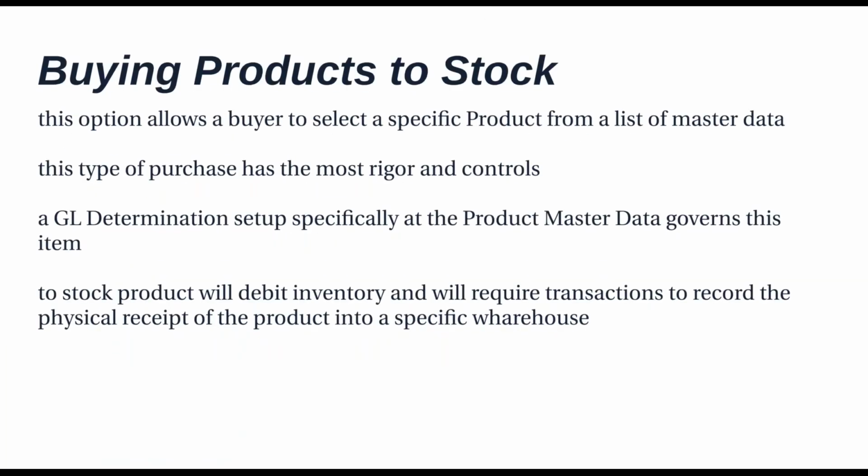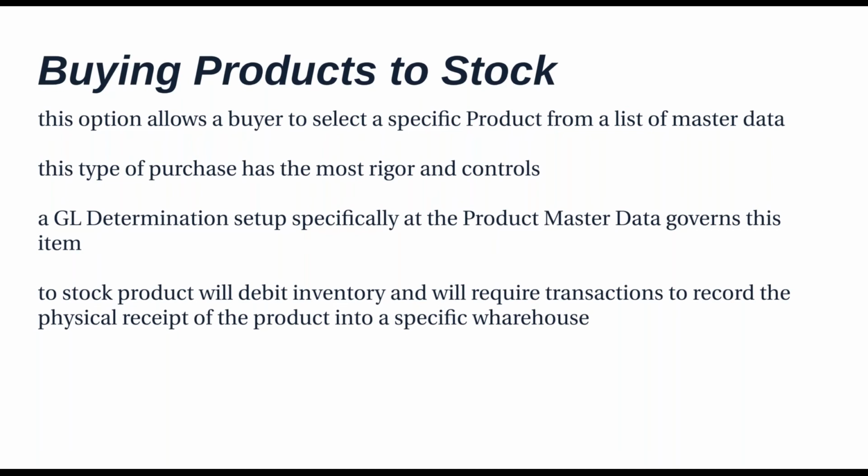And now we're getting into buying products to stock. This option allows a buyer to select a specific product from a list of master data. This one has the most rigor and controls around it. So the GL determination is set up at the product master and it's no longer at the product category. There is a product category associated with this product, and that is now exclusively for reporting and searching purposes. It does not drive any GL accounts. All the GL accounts are determined at the product level itself.